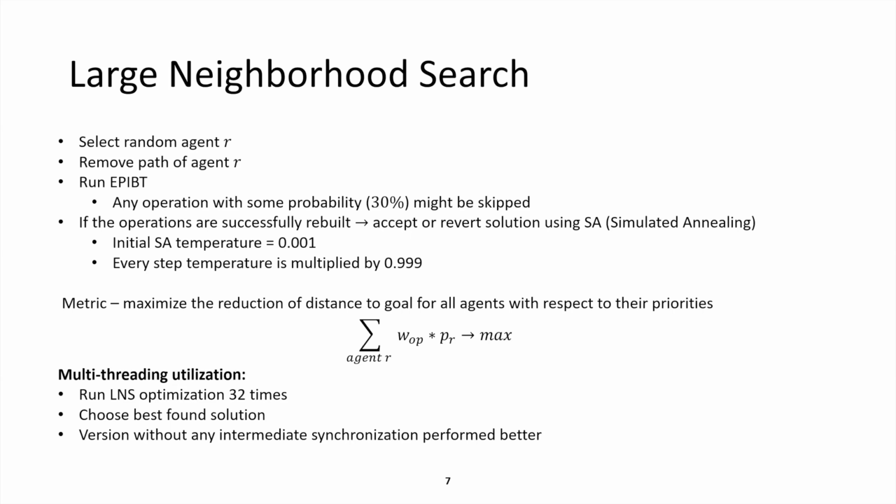And as we have a multi-core processor and we may run LNS in different threads, we run it multiple times and just choose the best found solution out of them. So there was no synchronization between threads. We were not trying to reuse some other best found solution or something like that. And in our case, it occasionally works better than other techniques where we were trying to use a synchronization mechanism.